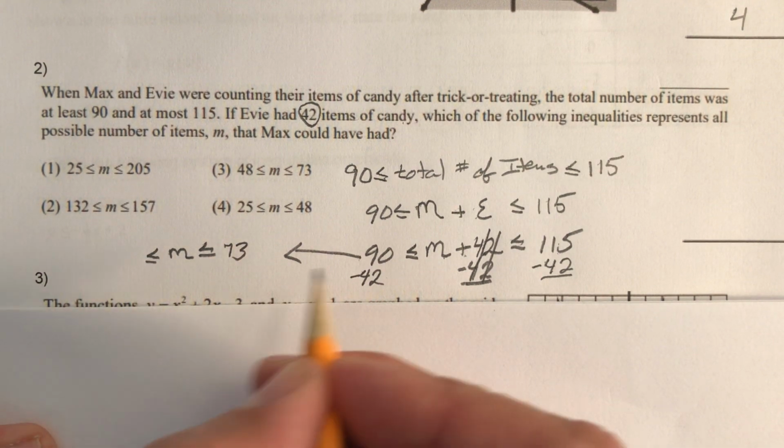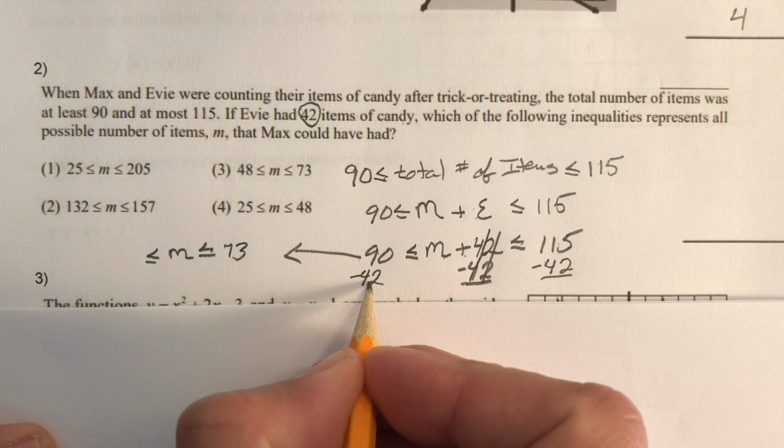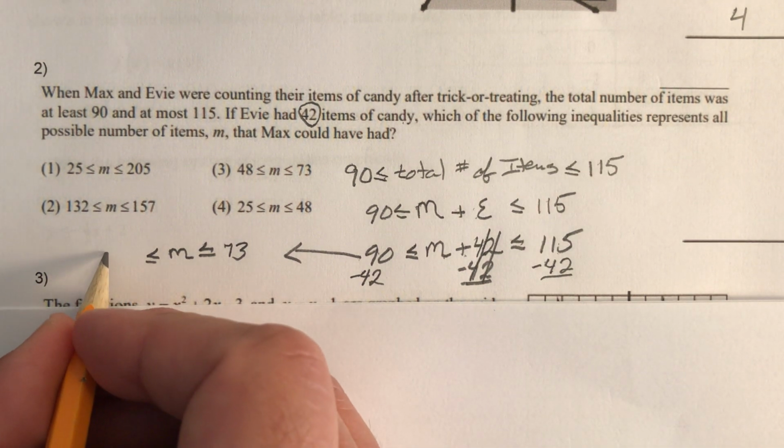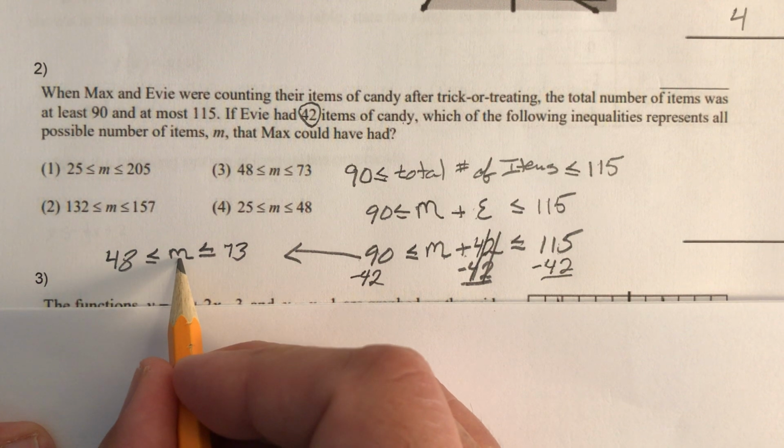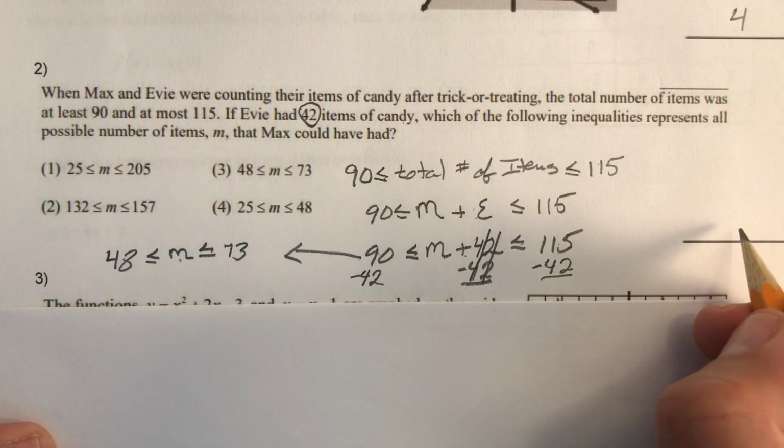And on this side, 90 subtract 42, that's where we get 48. And then you look for that. Max is probably in between those two somewhere. Choice number 3.